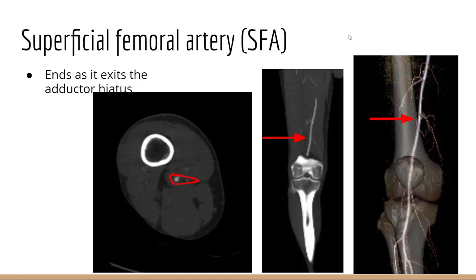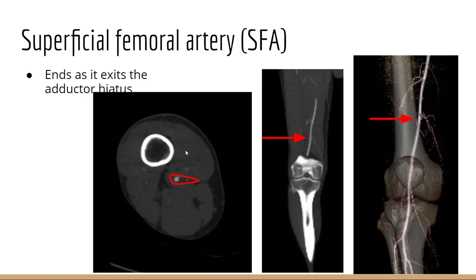The SFA obviously begins at the common femoral arterial bifurcation, and it ends and becomes the popliteal artery as it exits the adductor hiatus, which can be tricky to see on CT. Typically, we know that it's exiting the adductor hiatus when it crosses posteriorly to the most medial margin of the femoral cortex, sort of right at this level. It's an estimation, but it's a nice landmark, this femoral cortex.